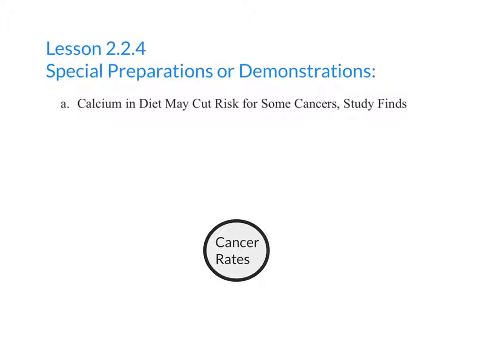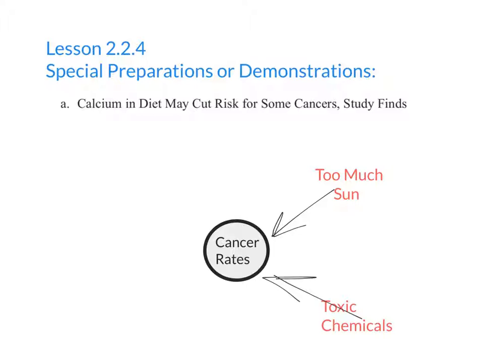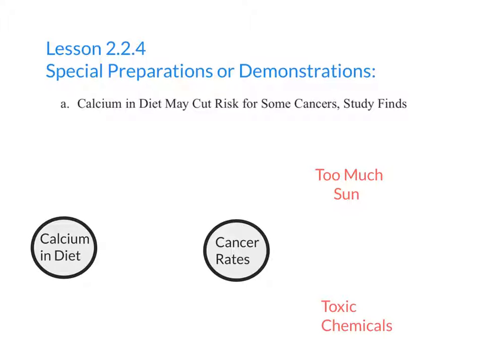In this situation, cancer rates are the response variable. Students will likely be able to come up with variables that affect cancer rates, such as sun exposure or toxic chemical exposures. However, these are not tied to our explanatory variable, which is calcium in the diet. So a confounding variable would be tied to both calcium in the diet and cancer rates.